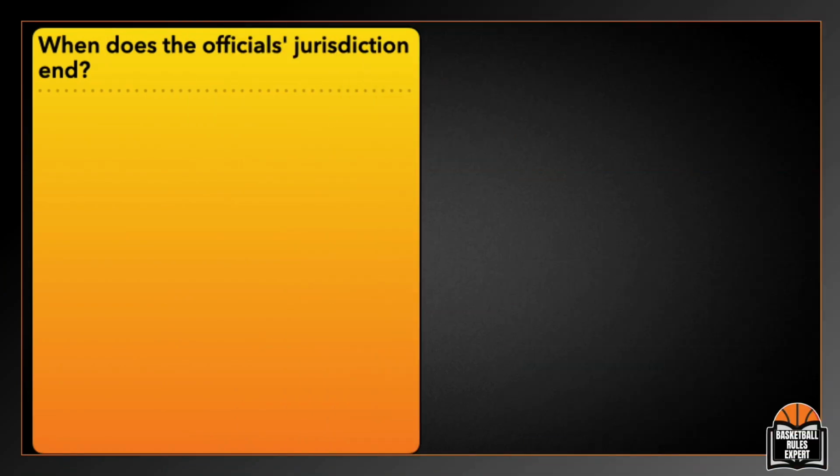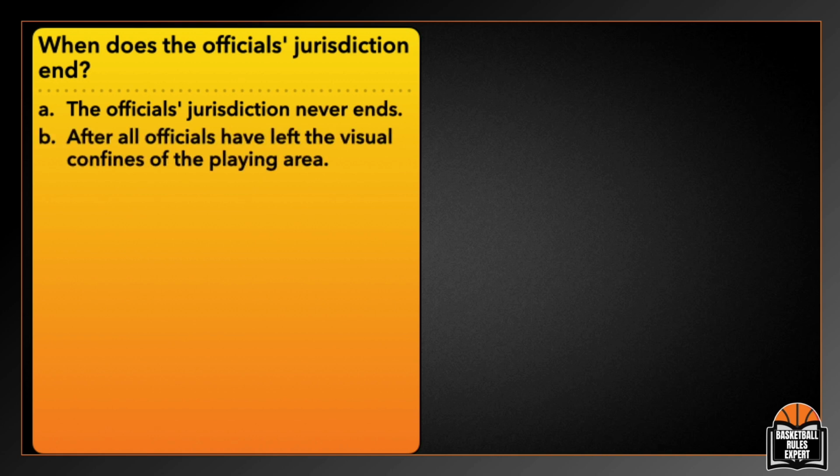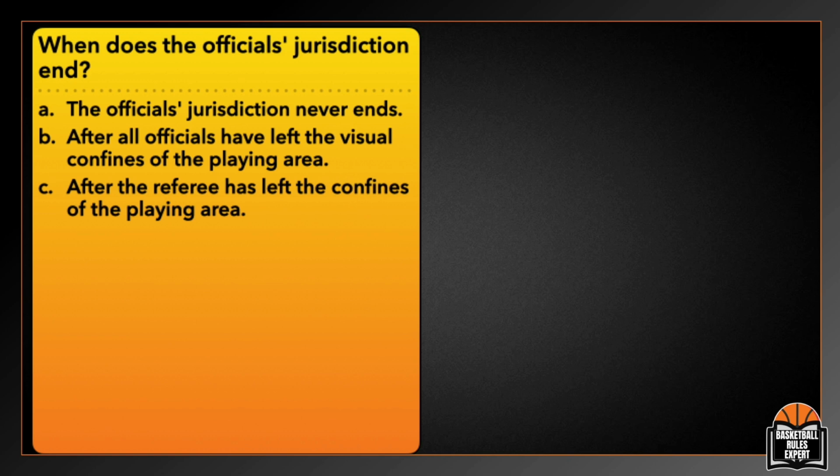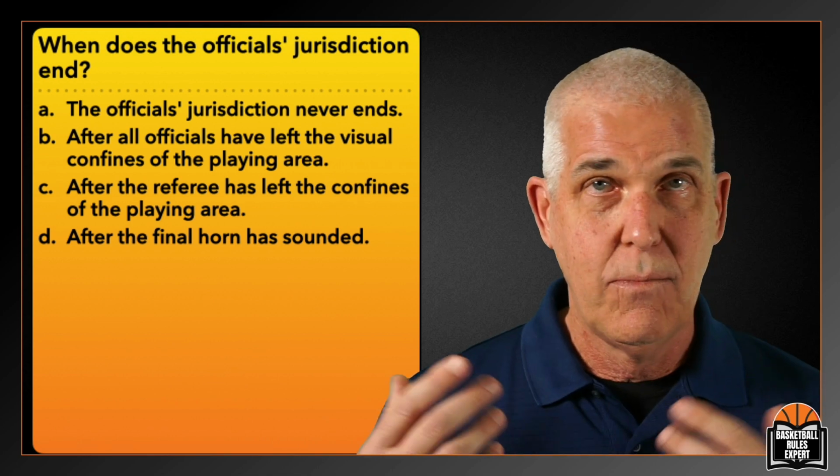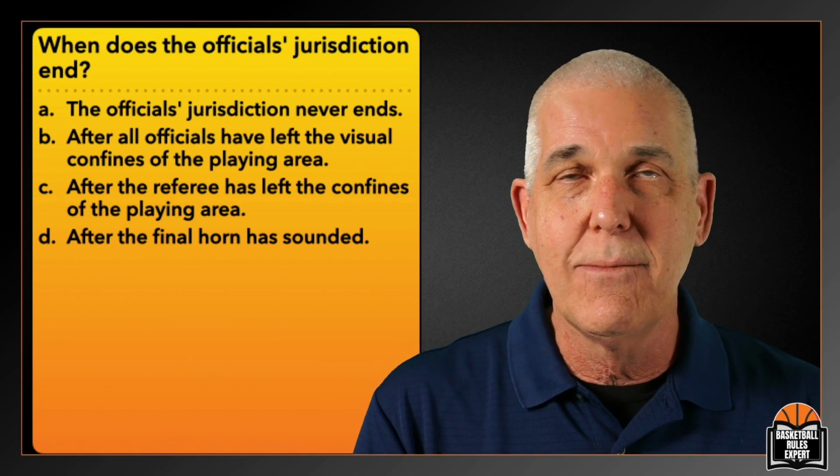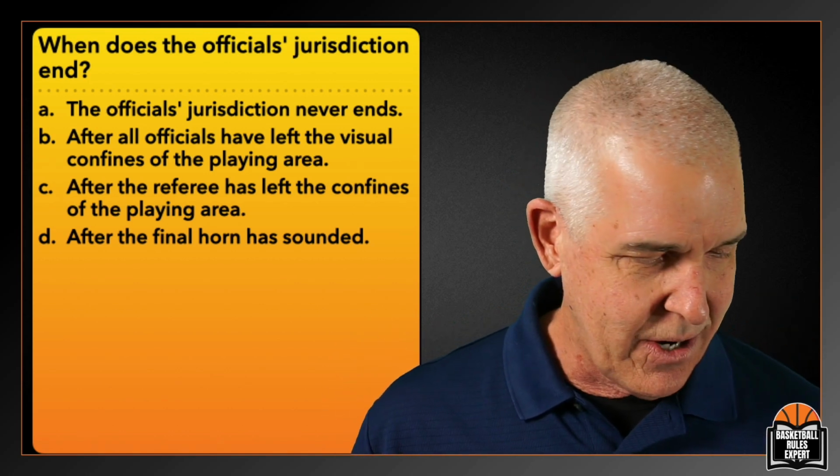When does the official's jurisdiction end? A, the official's jurisdiction never ends. B, after all officials have left the visual confines of the playing area. C, after the referee has left the confines of the playing area. Or D, after the final horn has sounded. Right? A simple scenario, right? Just by rule, right? Easy answer here.